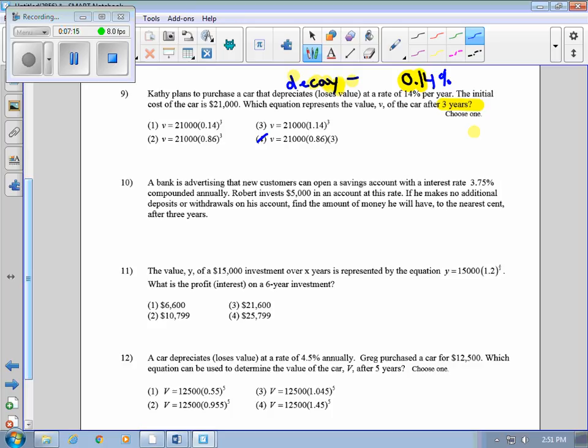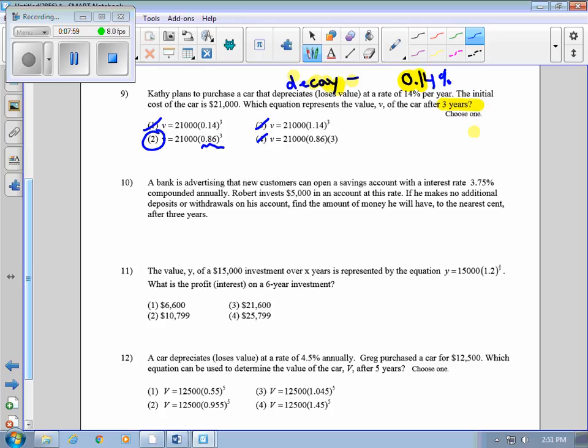So we had the decay of 0.14, but the remaining amount would be 0.86, so the value of what it would be worth. If it asks how much it depreciated or decayed or lost, then we'd be looking for the 0.14, but this time we're looking for how much it's going to be worth. So we're looking for that 0.86, the remaining amount. We don't want that one for this formula. And the 1.14, that's nothing. So 2. Our $21,000 times 0.86, the 86%. That's the value of what it would be left after 3 years.